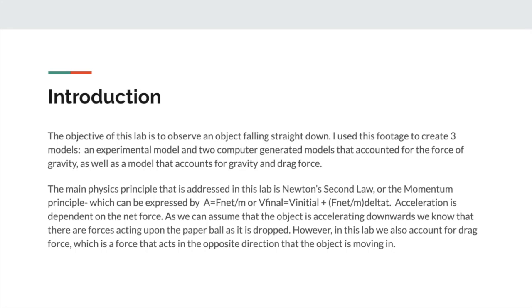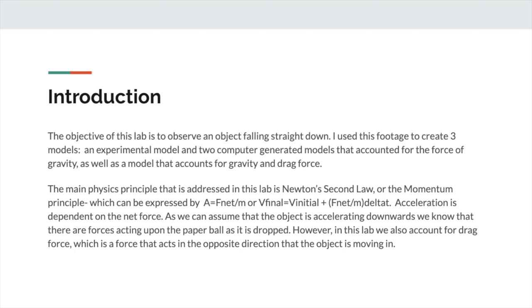So just to give a brief introduction about this lab, the objective was to observe an object that was moving straight down in a straight line. I recorded this footage and created an experimental model using the Tracker software, and then two computer-generated models, one accounting for just the force of gravity and then another that accounted for gravity as well as drag force.